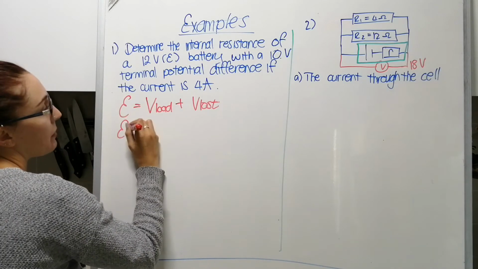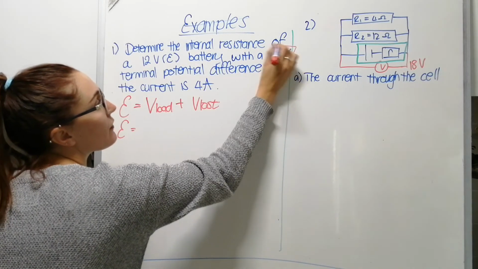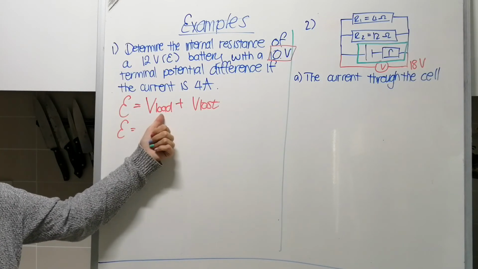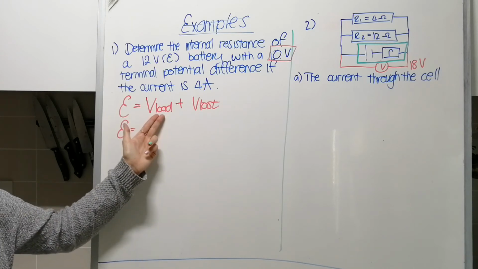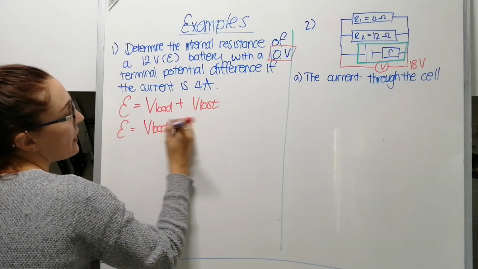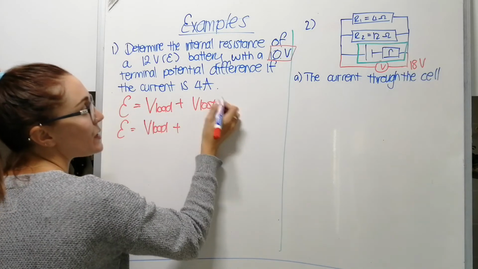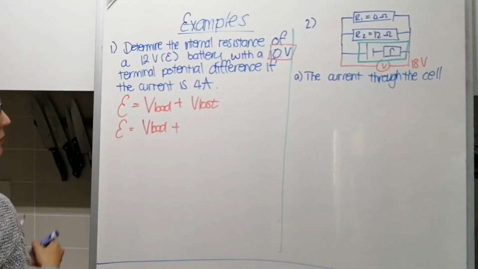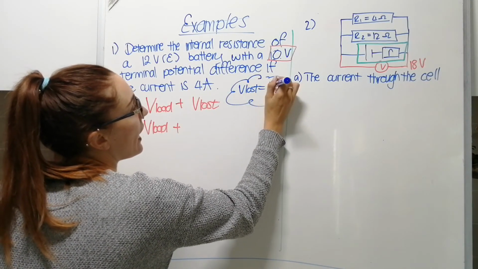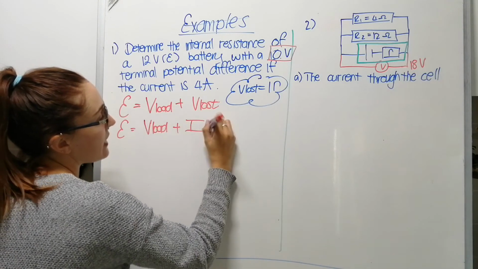I know EMF, so I'm keeping EMF. Do I know the load potential? I do. It's 10 volts. They tell us that that 10 volts is the terminal potential difference. And remember, V load, V external, V terminal, those are all the same thing. So we're going to keep it V load. V lost, we do not know the lost volts, so we need to expand V lost. This is the second important formula, that V lost is equal to I times r. Current times internal resistance.